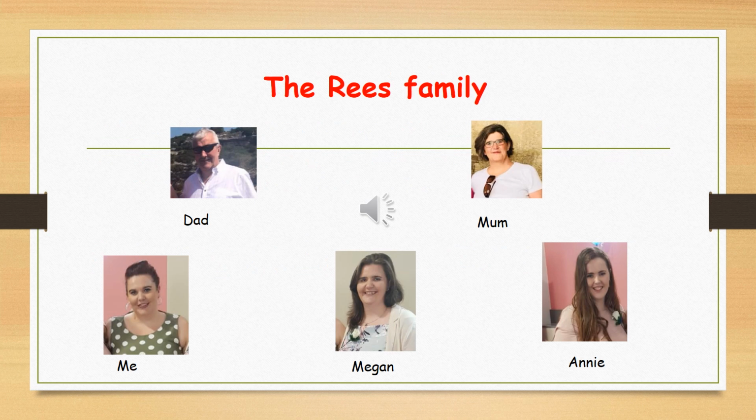So here you will see the family tree of my family. So you've got my dad and my mum, and then they had 3 children. I am the oldest. Then I've got a sister called Megan and another sister called Annie. So 3 daughters.